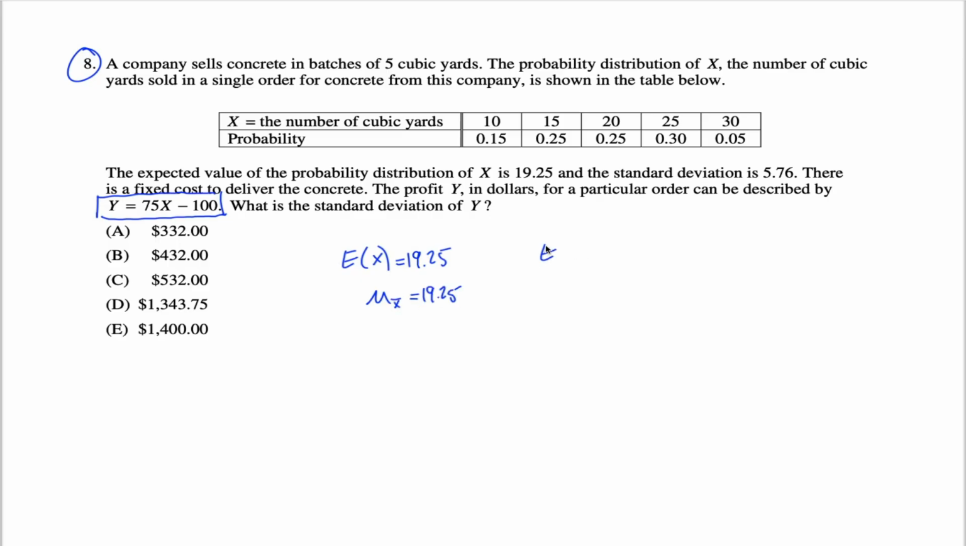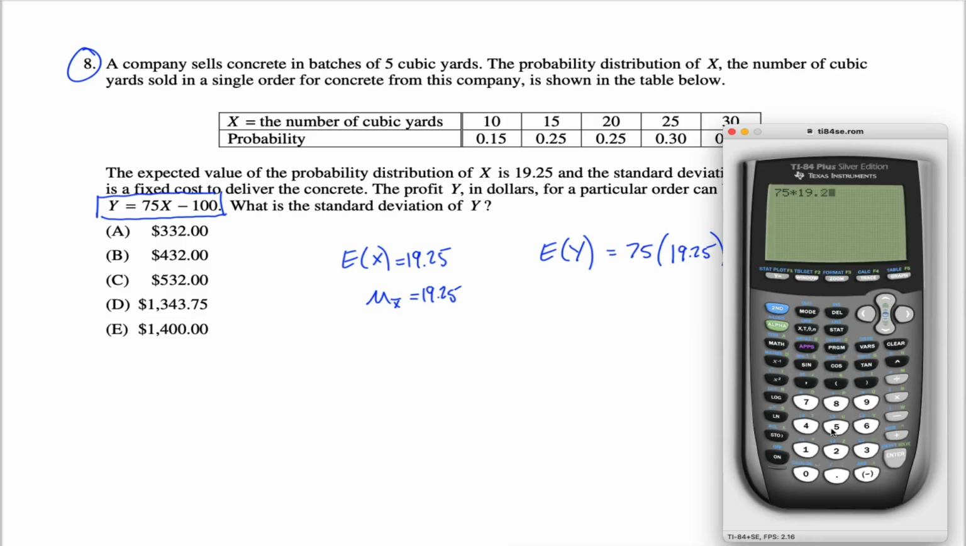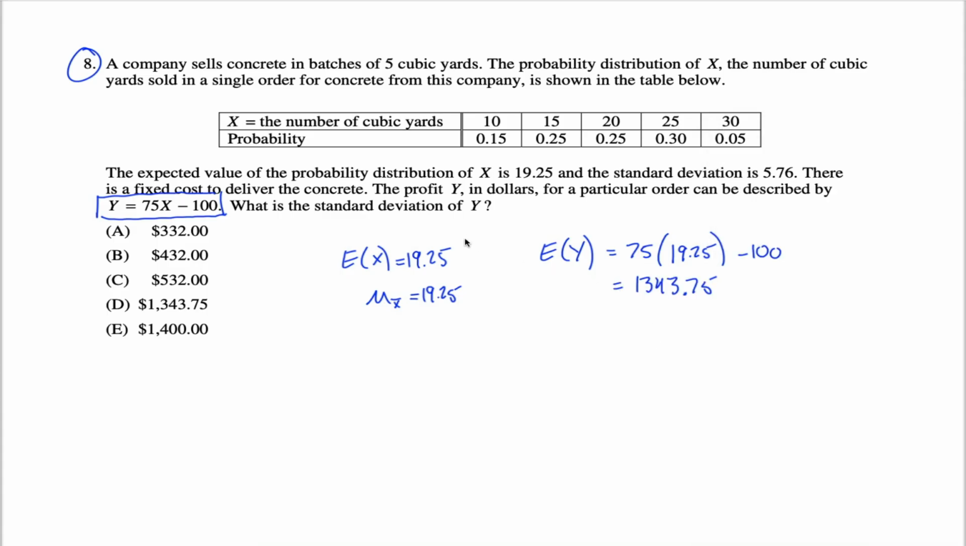Knowing that, we could figure out the expected value of y, although it doesn't ask you for that and you don't need that. But if you did, it would be easy enough. All we'd have to do is take 75 and multiply it by the expected value of x, 19.25, and then subtract 100. Let's see, can I do this in my head? Maybe, but I don't want to. 75 times 19.25 minus 100 gives me 1343.75. If the question asked me for the expected value of y, which I could write as mu sub y maybe, my answer would be $1,343.75. Oh look, that's answer D.